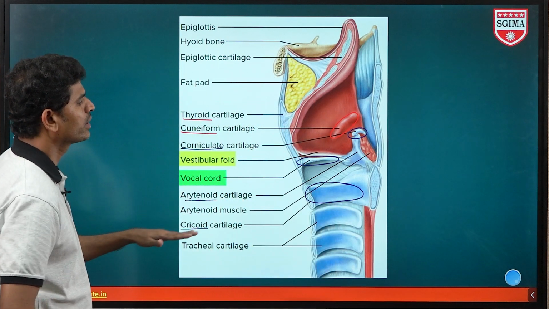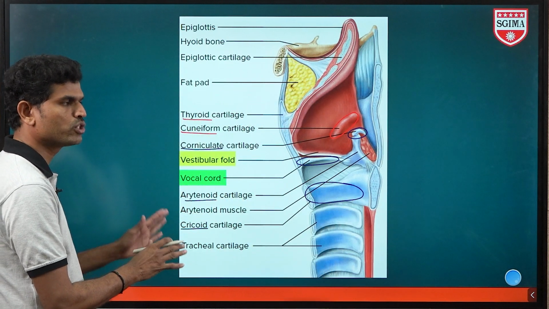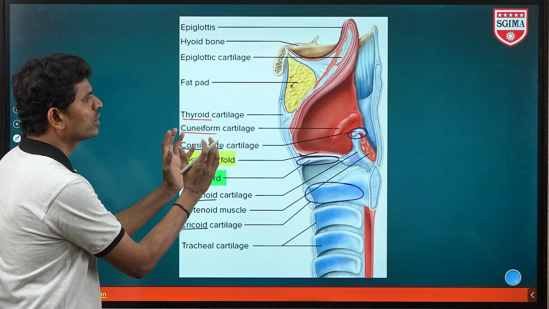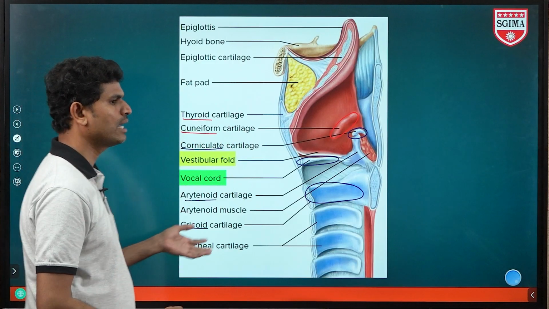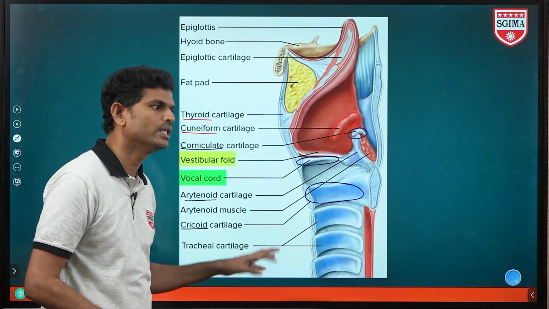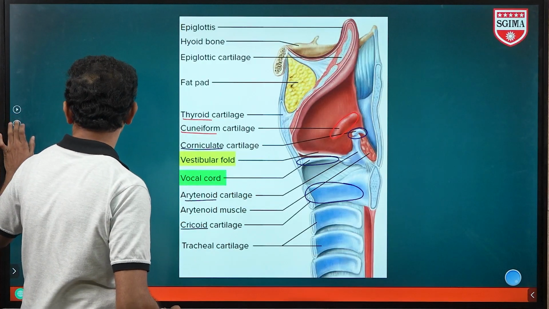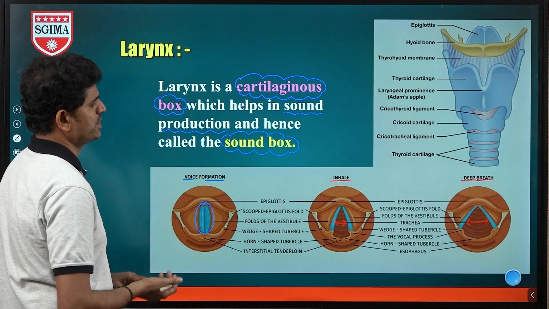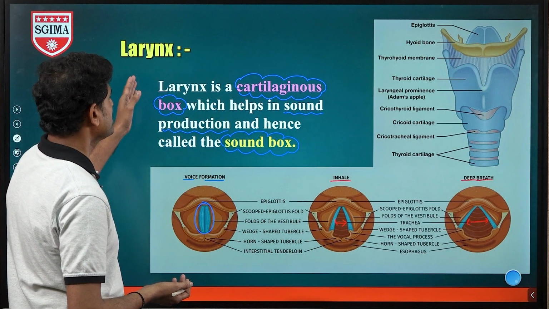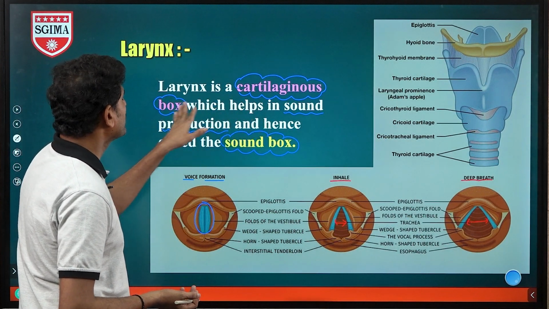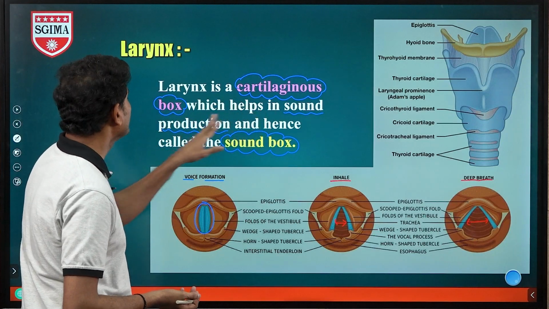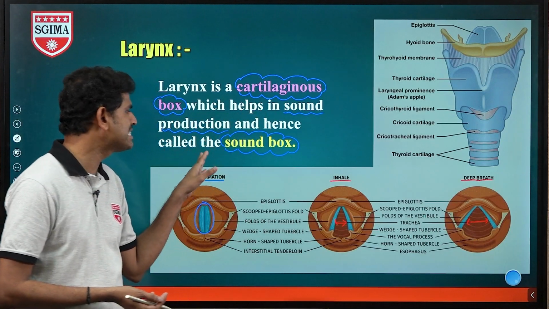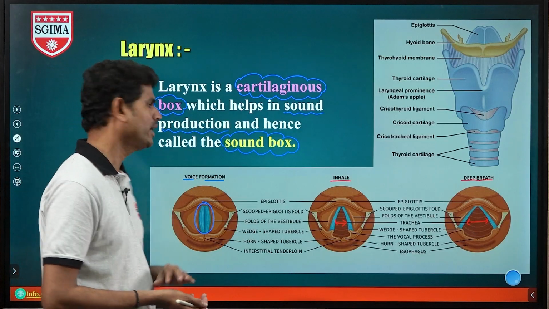So these are the cartilages which form a cartilaginous box like structure which helps in the production of sound, इसलिए उसको बोलते sound box. So larynx is a cartilaginous box which helps in the sound production and hence called sound box. Okay.